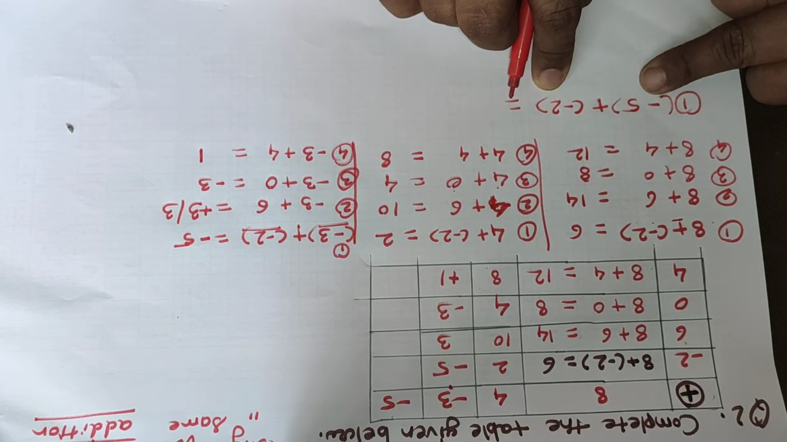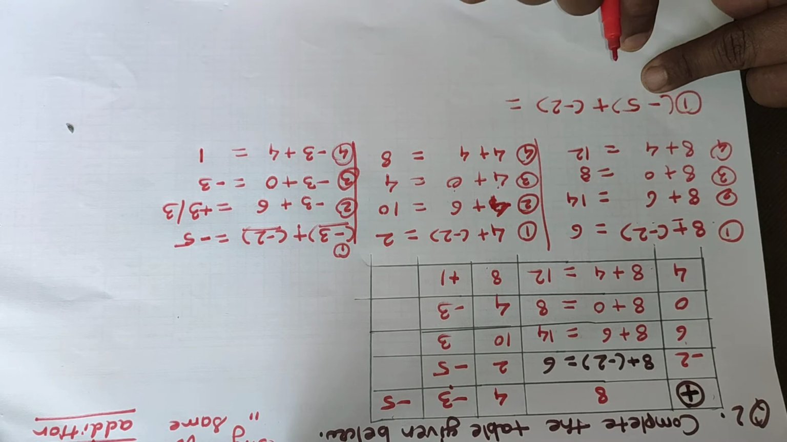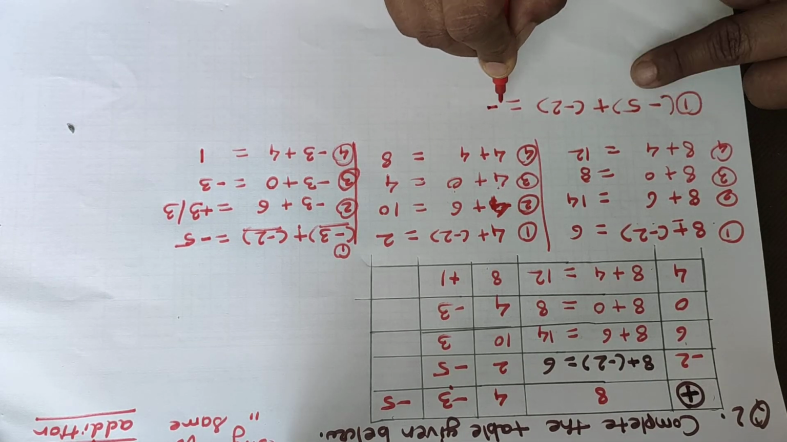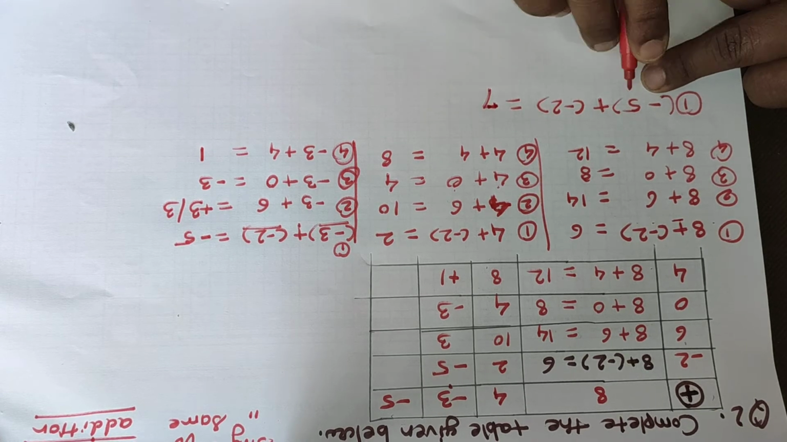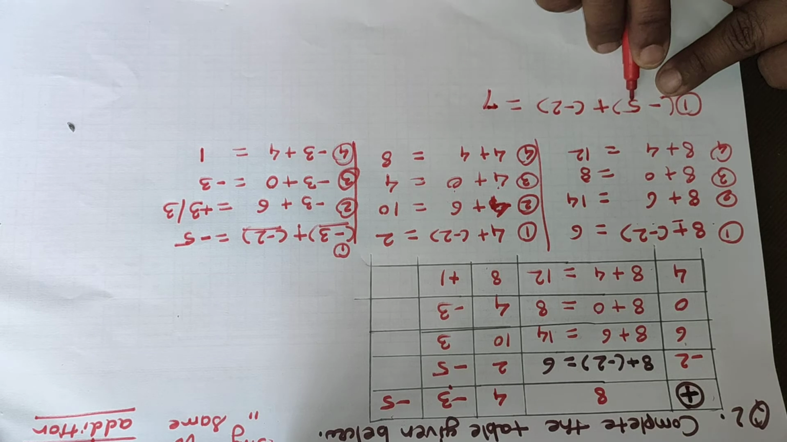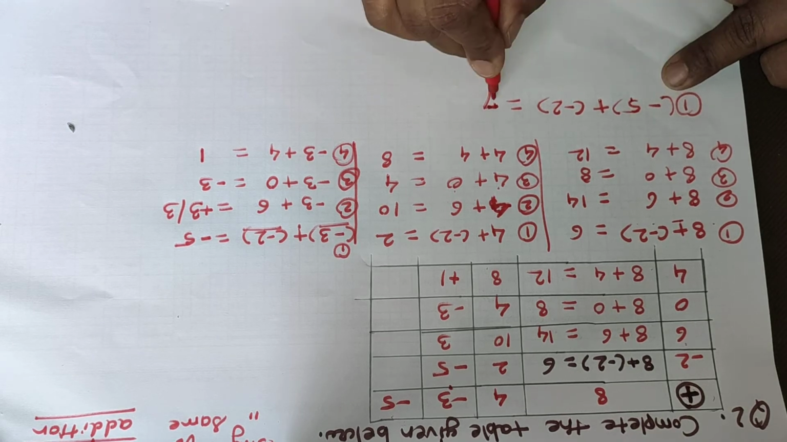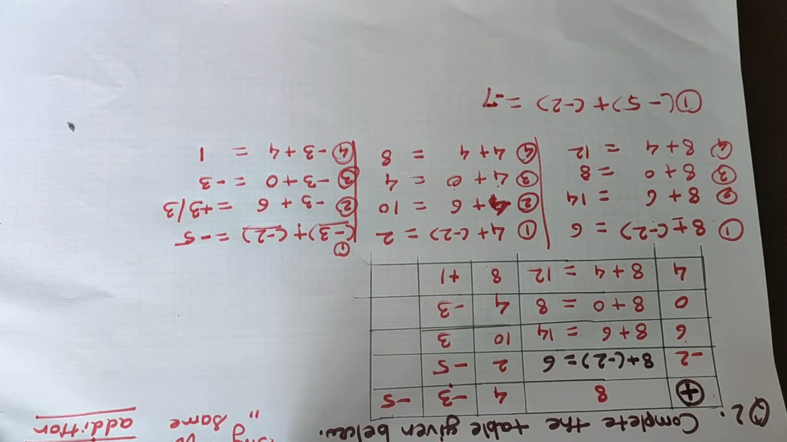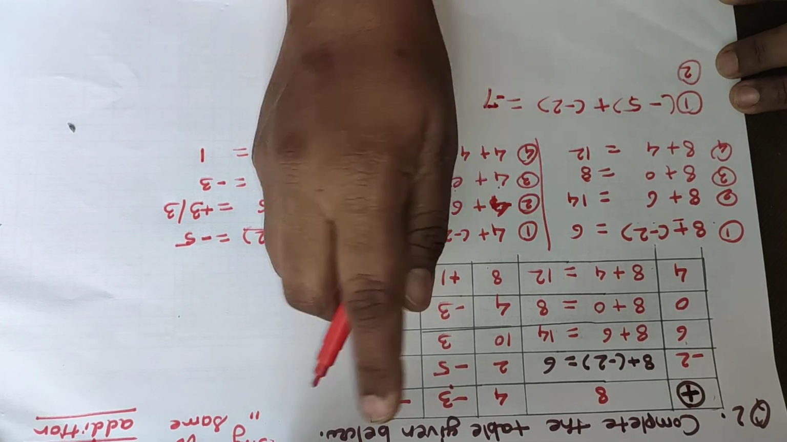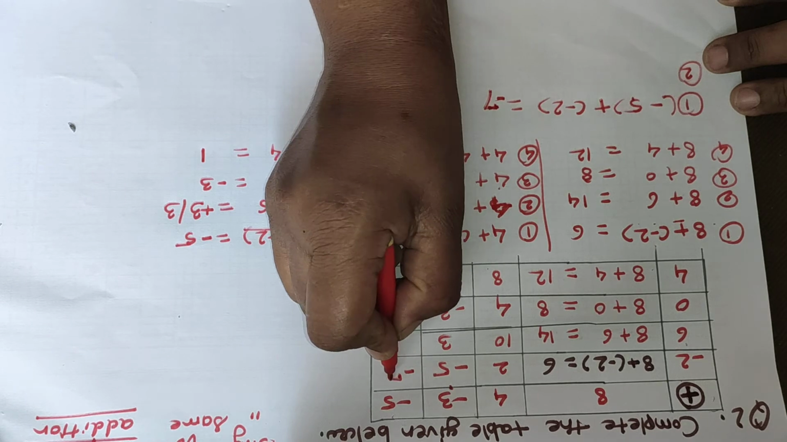So if the sign is the same, 5's sign is also negative and 2's sign is also negative. So negative it is. For the answer, we have to add both. So 5 plus 2 is equal to 7, and the sign will be that of the bigger number. The bigger number is 5 and its sign is negative. So here it is minus 7. Now second example. Here the answer is minus 7.